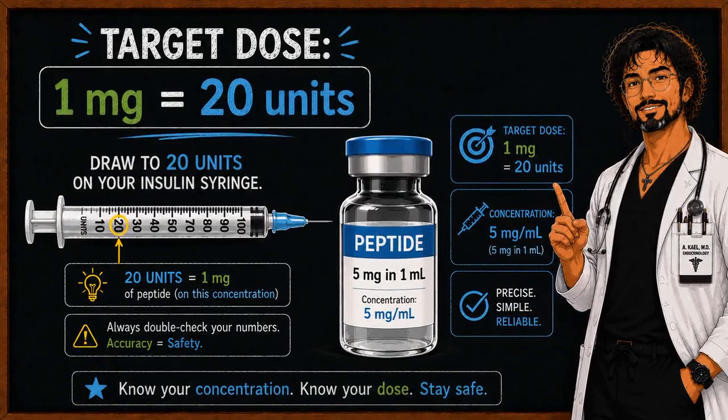Once you understand the framework, you can apply it to any peptide, any vial size, any unit of measurement. The math doesn't change. Only the numbers do. If you're working with a compound measured in international units instead of milligrams, like certain forms of growth hormone, the same principle applies. Add your water, calculate the concentration per milliliter, divide your target dose by that concentration, and convert to units on your insulin syringe.